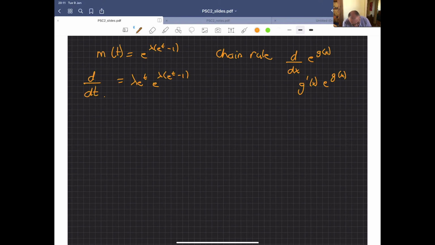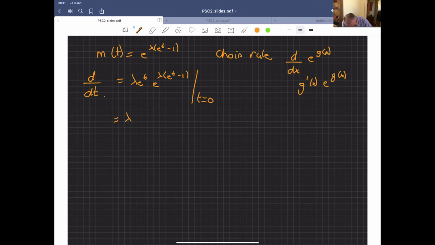So hopefully you can see that if I take lambda e to the t minus 1 and differentiate it, I get lambda e to the t, because the minus lambda just disappears, and then I rewrote my function. So now let's set t equals 0.